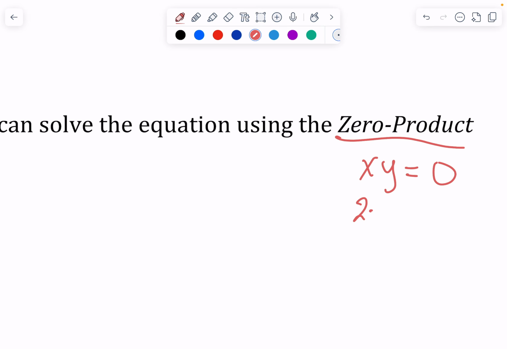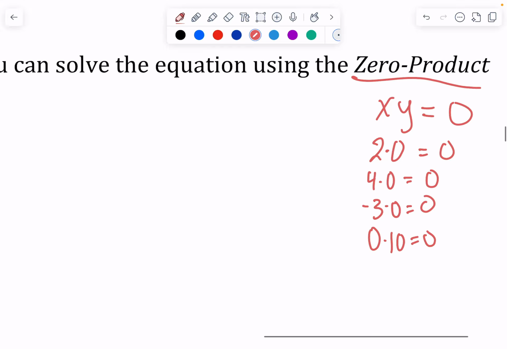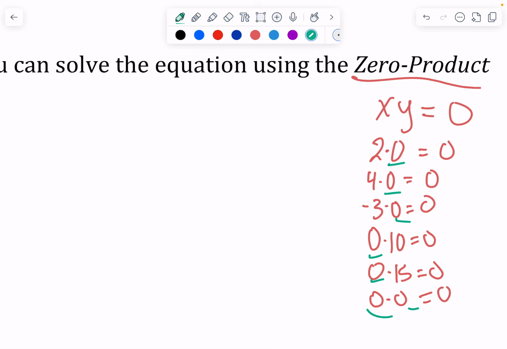Well, I could have 2 and 0 because that equals 0. I could have 4 and 0 because that equals 0. I could do -3 and 0 because that equals 0. I could switch it up and do 0 and 10 because that equals 0, or 0 and 15 because that equals 0. I could even have 0 times 0. What is it that every single one of these have in common? It's the fact that at least one or both have to be 0 in order for the product to be 0. So this is the idea.